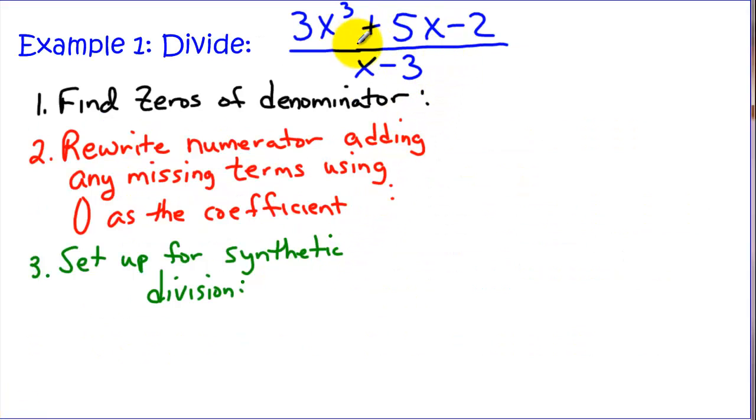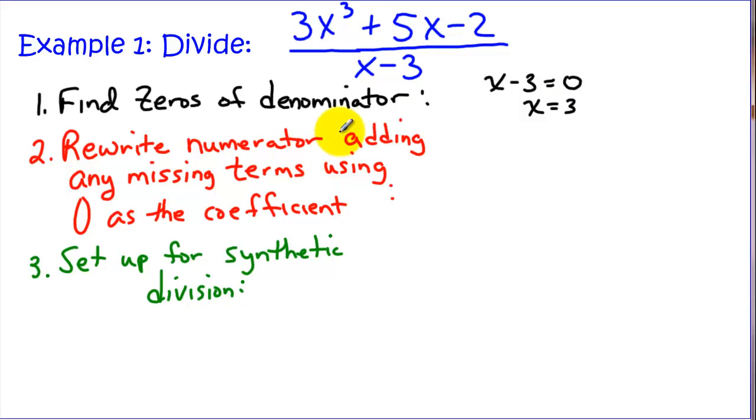For our first example, we want to divide these two polynomials. Our first step is we need to find what I would call the zero of the denominator. What value of x makes the denominator equal to 0? If we set the denominator equal to 0, we get x equals 3. So that's the zero of the denominator.